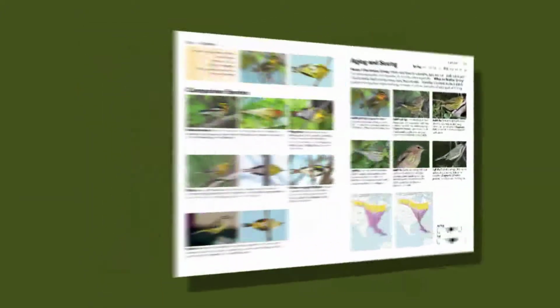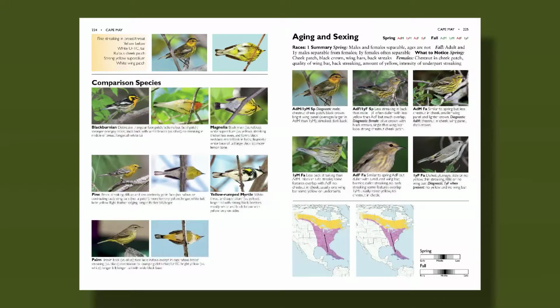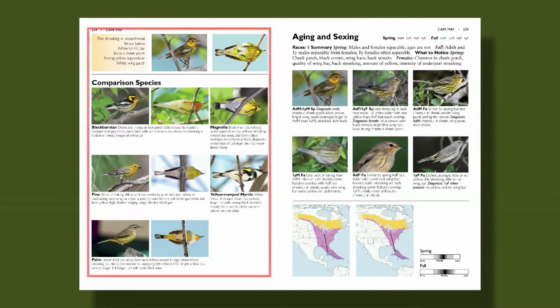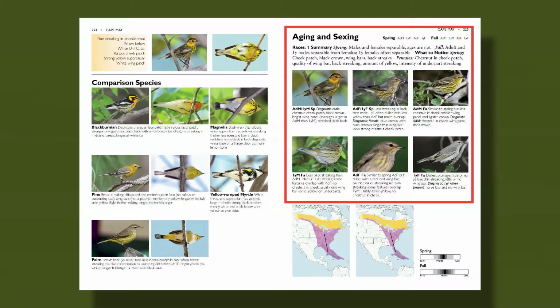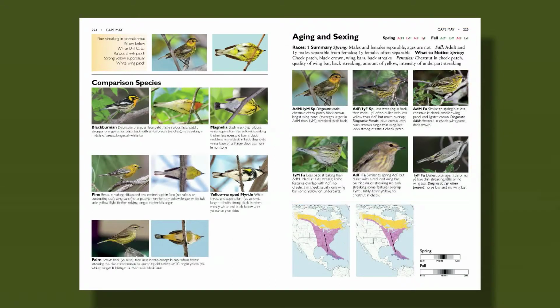On the next spread of the species accounts, we have comparison species. In the past, you might have to page through a whole guide to see what birds might be similar to the one you're looking at. In the Warbler Guide, we collect all those similar-looking species in one place for easy comparison. We also include a complete illustrated aging and sexing guide specifically tailored for birders, the first of its kind. Finally, we have complete maps that show the entire range of the bird, with 2 maps for birds that have different northerly and southerly migration routes, as well as range bars to show the timing of migration for each species.